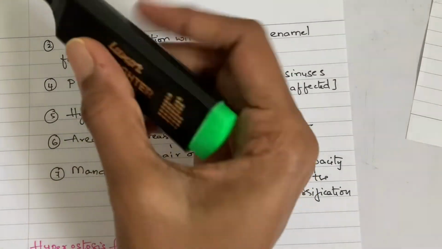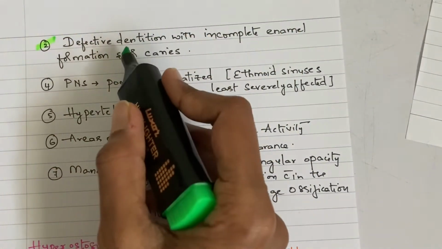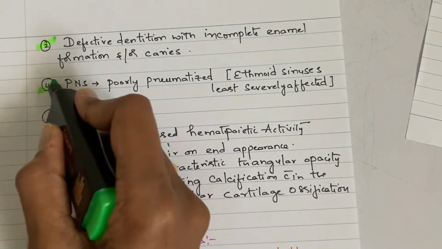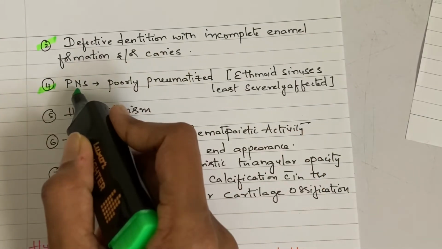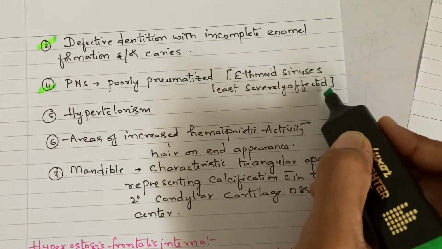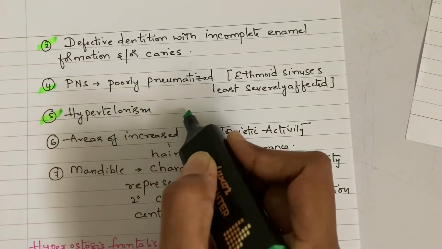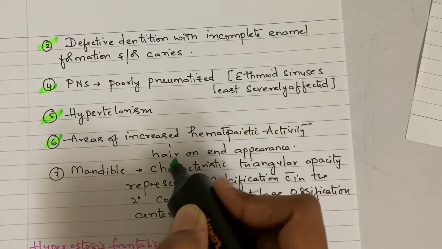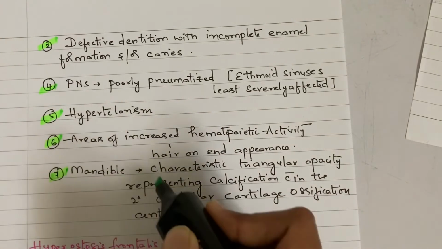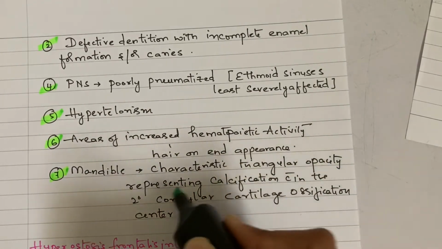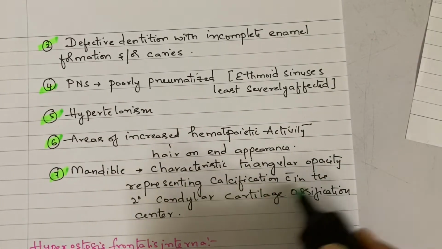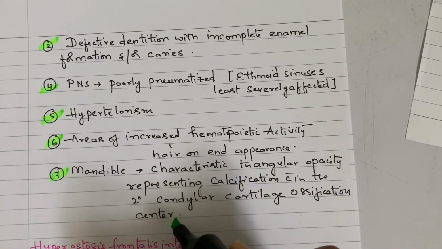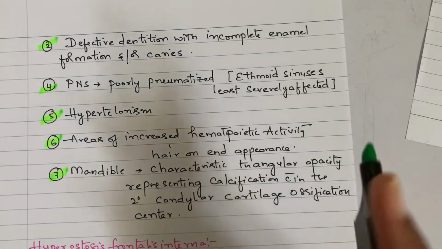Other findings within osteopetrosis: they have defective dentition with incomplete enamel formation or caries. Poorly pneumatized paranasal sinuses; ethmoid sinuses are least severely affected. They will have hypertelorism. They will have areas of increased hematopoietic activity, giving a hair-on-end appearance. In the mandible, they have a characteristic triangular opacity representing calcification within the secondary condylar cartilage ossification center. These are the findings in osteopetrosis.